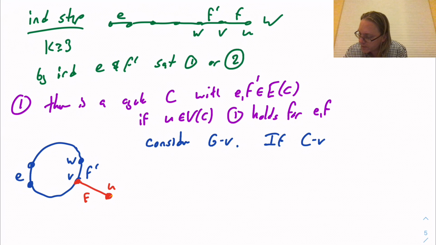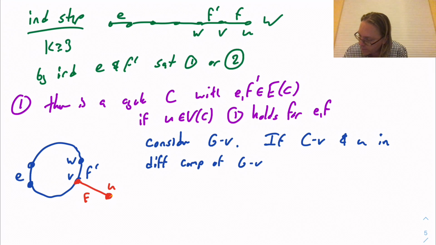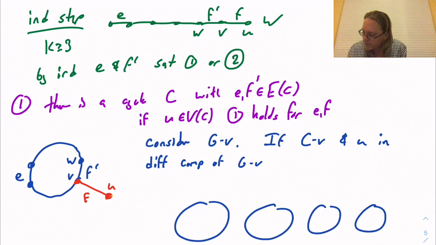So if C minus V and the vertex U, if those are in the same, actually, let me do the opposite case first, because I think it's maybe a little easier. If C delete V and U in the different components of G minus V, then what does that look like? I'm going to do the same thing you've seen me do a couple times already. So let's say these are the components of G delete V.